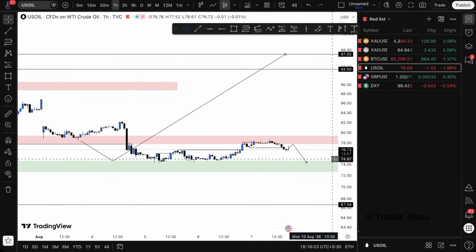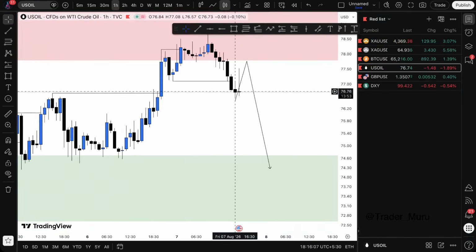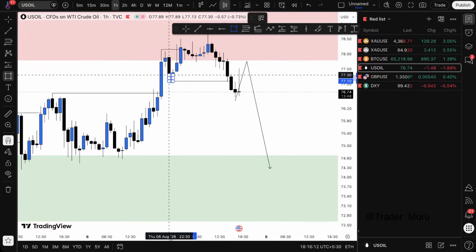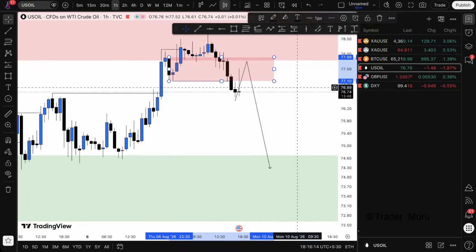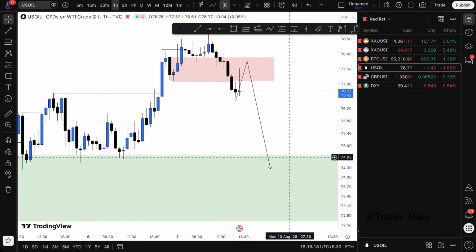1 hour time frame bearish. As we expected, 2 candle close below. This is your breaker block. Price is testing it. Now oil is bearish. Test is done. Now it can drop. Target will be 75.